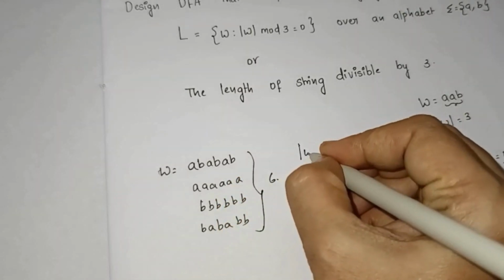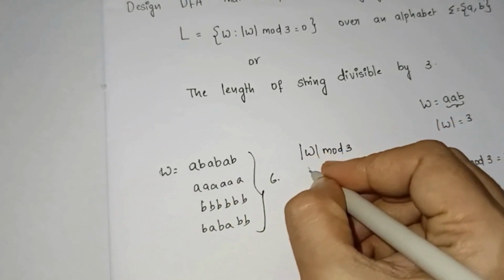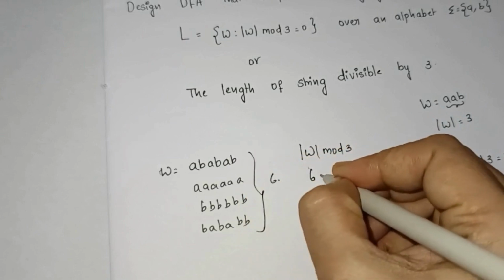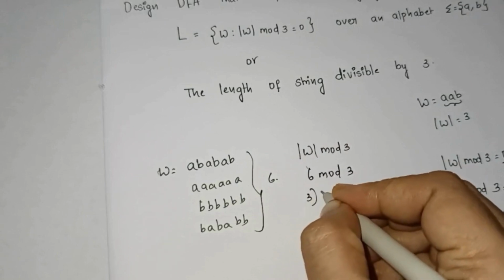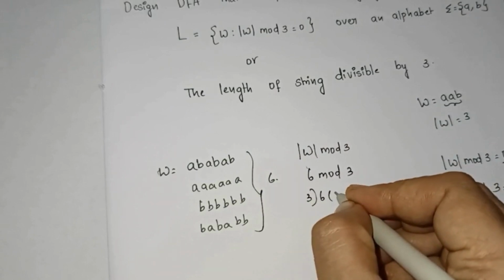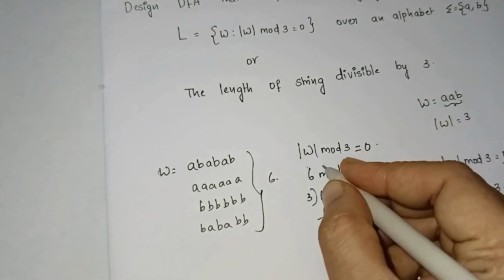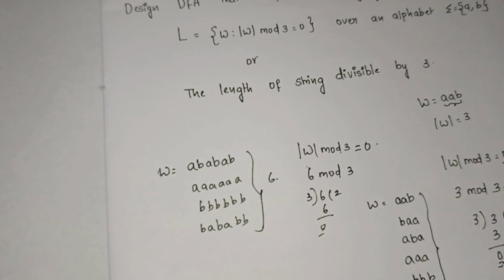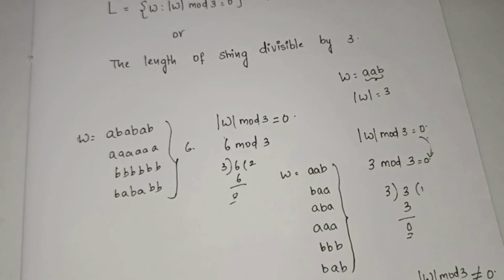So modulus, W mod 3. The length of this string is 6. 6 modulus 3 means if you divide 6 by 3, 3 twos are 6, so I get remainder 0. So |W| mod 3 equals 0. All the numbers which are divisible by 3, that length of string should be taken.